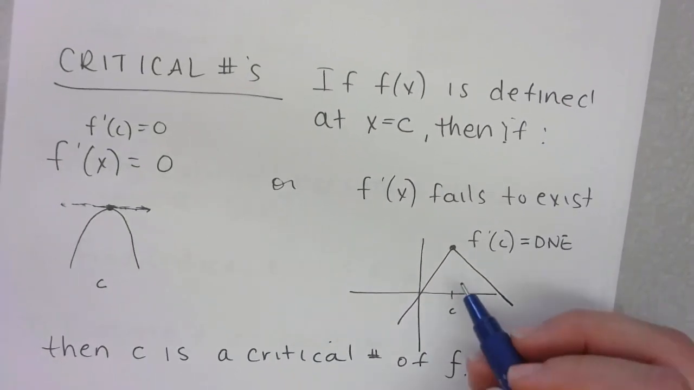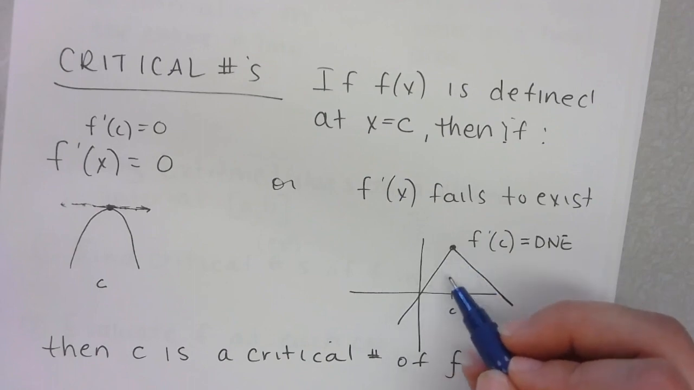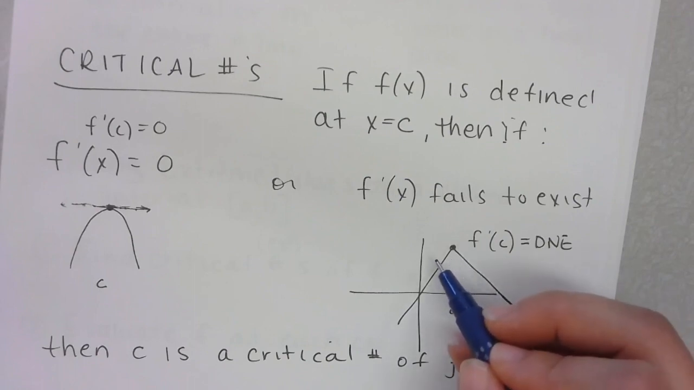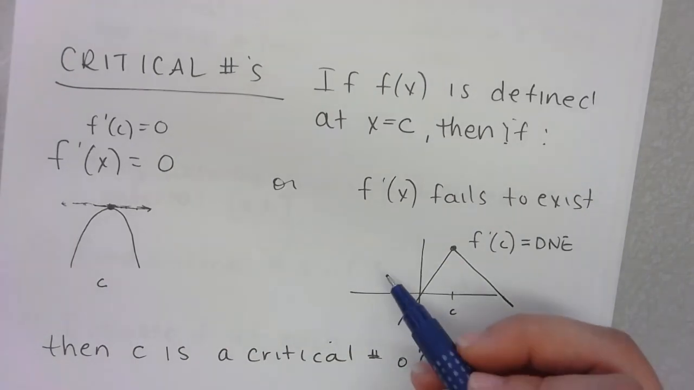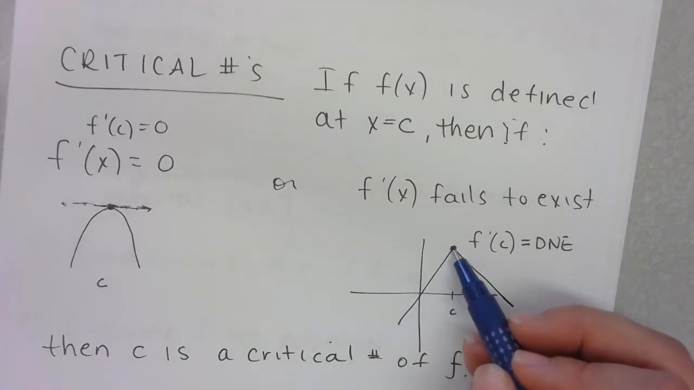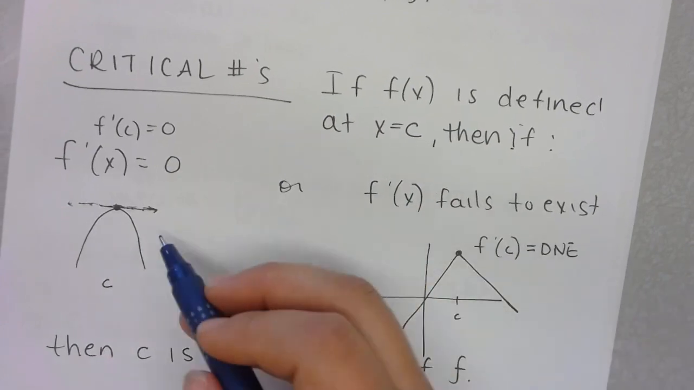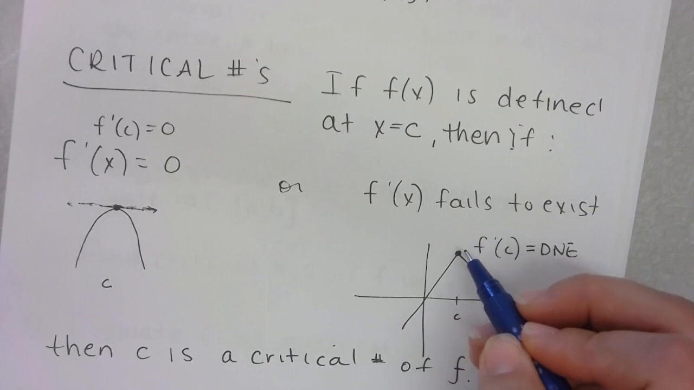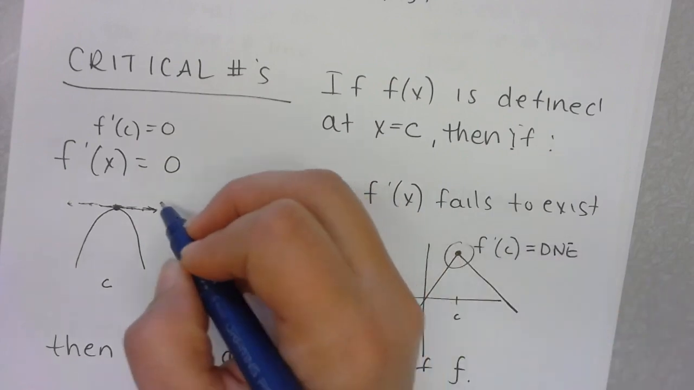I get a picture that looks like this. Or over here, remember, f prime of c fails to exist at this point because I have this sharp bend. This is an absolute value graph, which is continuous but not differentiable at the sharp point. But in both of these cases, I have at least a relative, maybe absolute, depending on the rest of the graph, maximum point here and here.